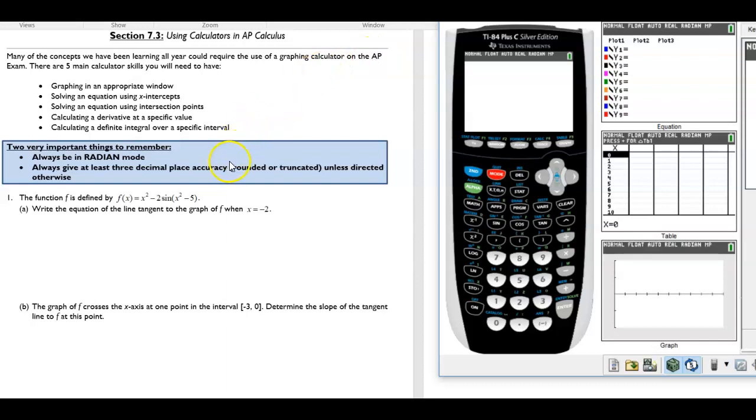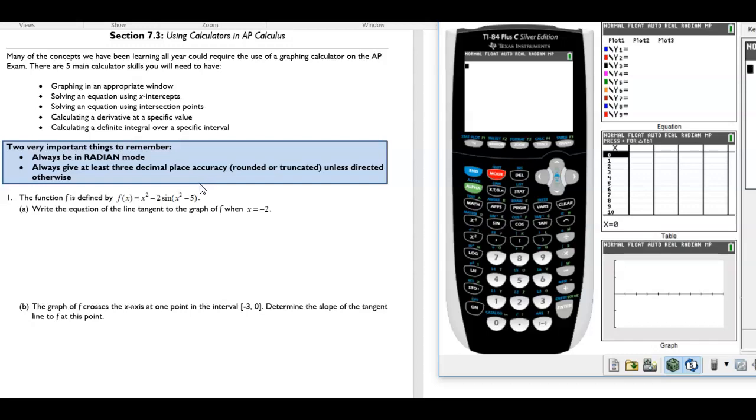In section 7.3, we'll be discussing how to use your calculator for AP Calculus problems. So there are 5 main calculator skills you're going to need to have. You're going to have to graph in an appropriate window, solve an equation using x-intercepts, solve an equation using intersection points, calculate a derivative at a specific value, and calculate a definite integral over a specific interval. In this lesson, we're not going to be learning any new calculus skills. It is only learning how to do those calculus skills we already know on a graphing calculator.